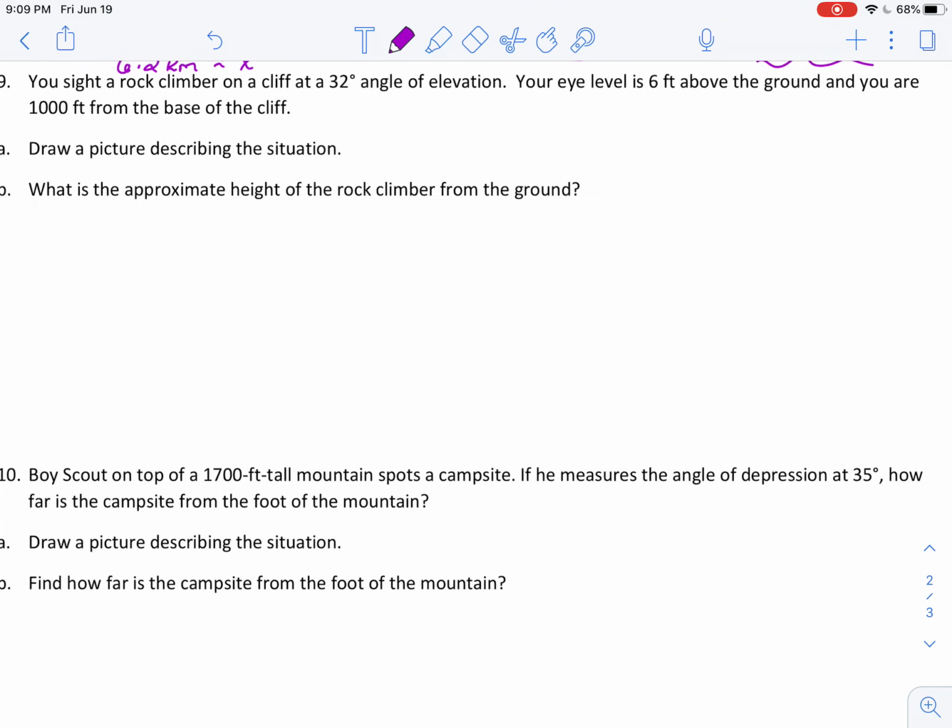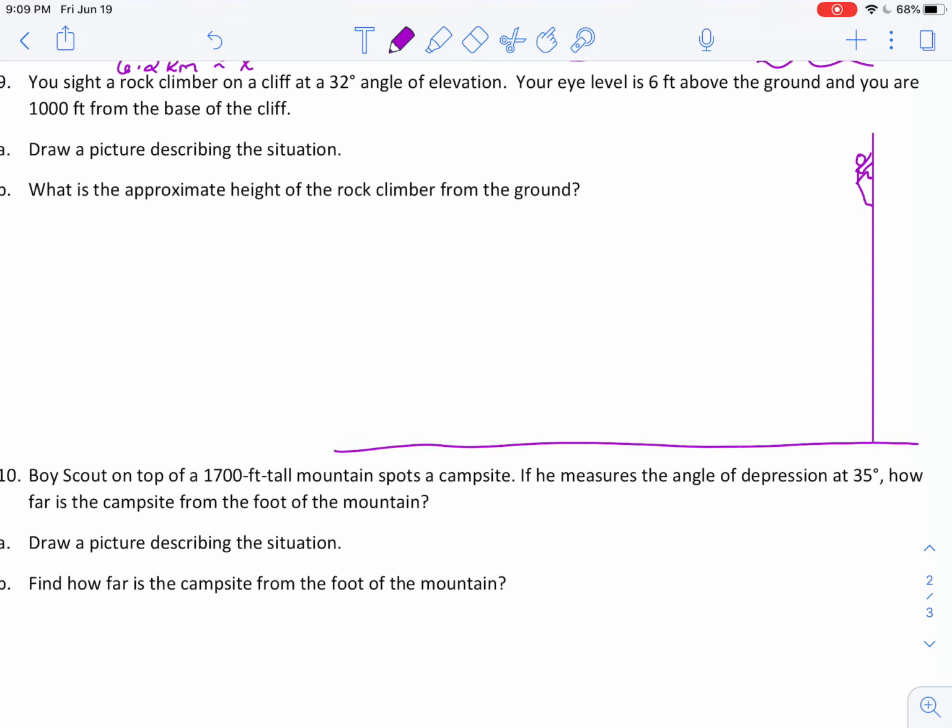So let's do example 9. You sight a rock climber on a cliff at a 32-degree angle of elevation. Your eye level is 6 feet above the ground and you are 100 feet from the base of the cliff. We're going to find the height of the rock climber from the ground. So this one's going to be a little bit different. So here is the rock, and here is my rock climber. There we go. Again, stick people, unnecessary.